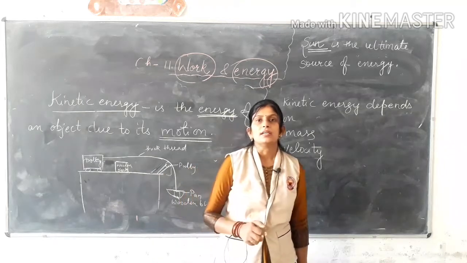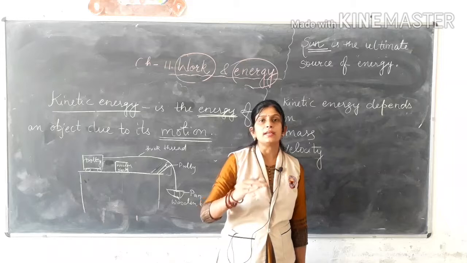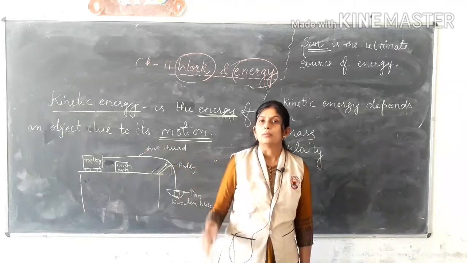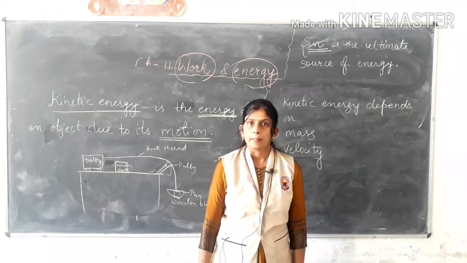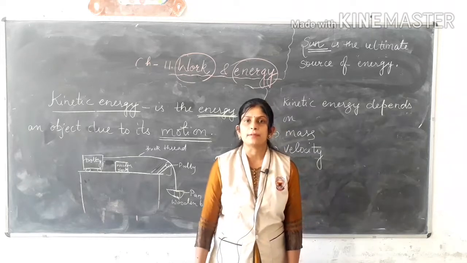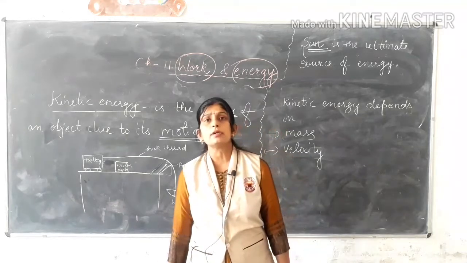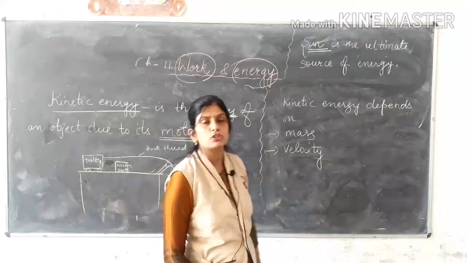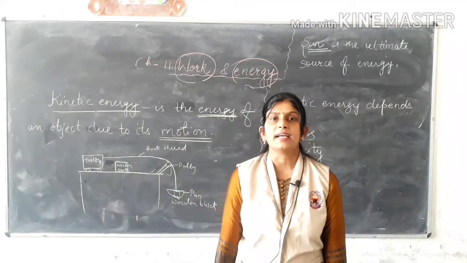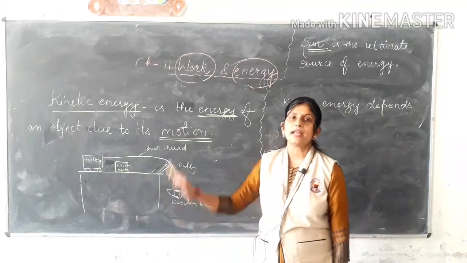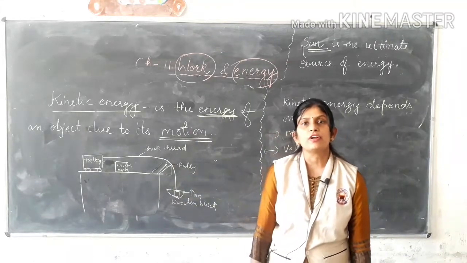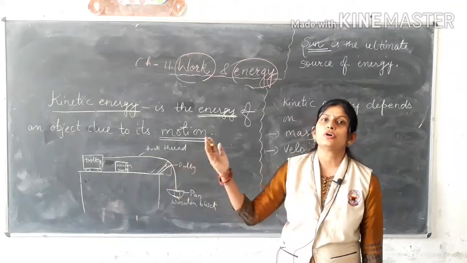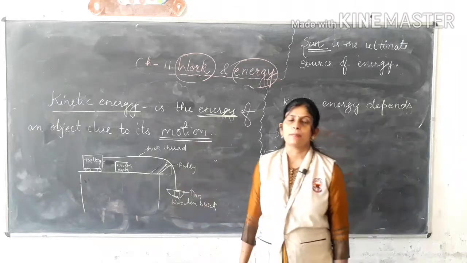When a bullet is fired from a gun, that bullet is moving with a velocity. So due to that motion, the bullet possesses kinetic energy. Okay, so these are some examples of kinetic energy. If you are in motion, if you are moving, see, I am moving, so due to movement I also possess kinetic energy. So kinetic energy is the energy of an object due to its motion. If any object is in motion, it possesses kinetic energy.